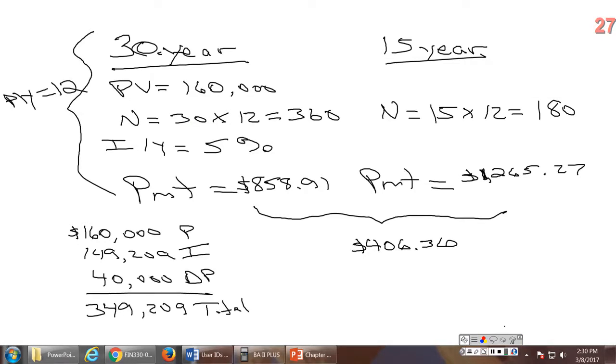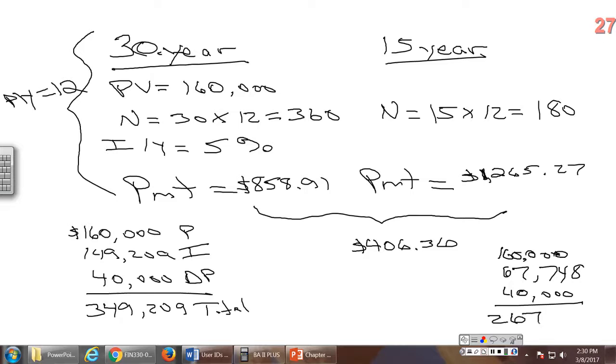So let me go back here. The 15-year mortgage has cost you the 160, the 67,748. I apologize how messy this is. It's not wanting to work very well. So that's the 160 and the $40,000 down payment. So this has cost you a total of $267,748.